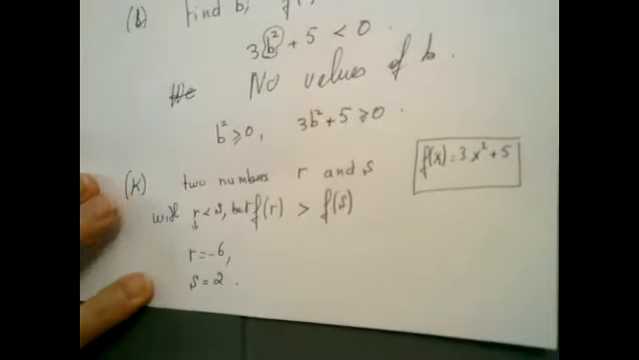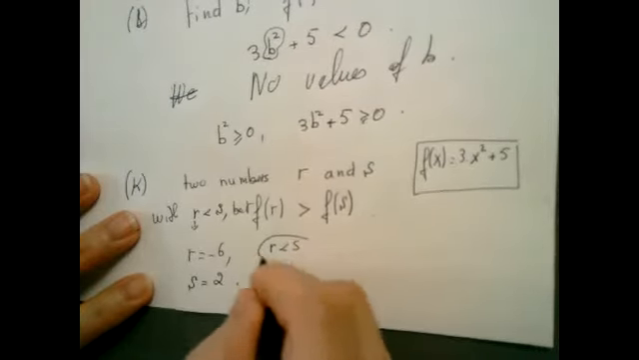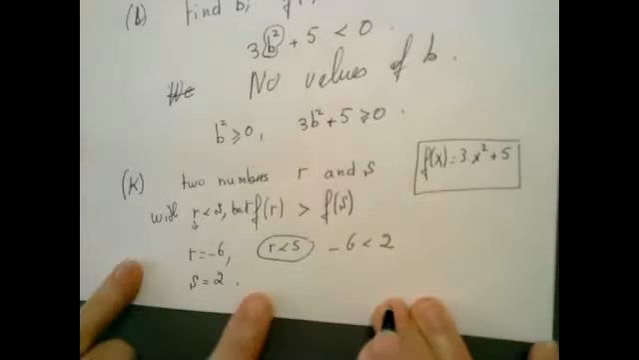Okay, let's see if the student is correct. R is less than S, that's for sure. -6 is less than -2. And what's f of R?